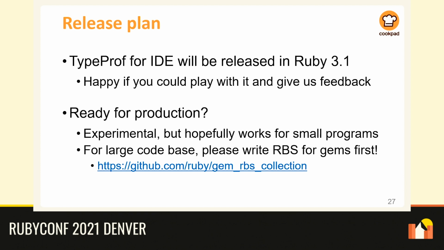If your code base is large, maybe you first need to write RBS for gems that your code is using. This is a repository to place RBS files for some famous gems. In short, in other words, this repository is the RBS version of DefinitelyTyped for TypeScript. But anyway, currently it only contains a very limited set of gems. So please consider contributing to enrich this repository. And this will help not only TypeProf but also Steep.